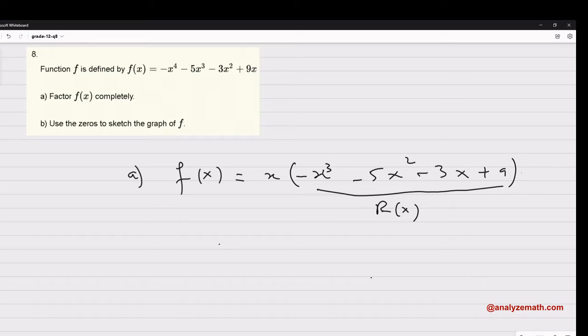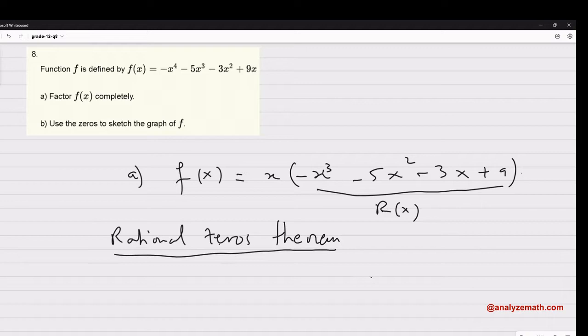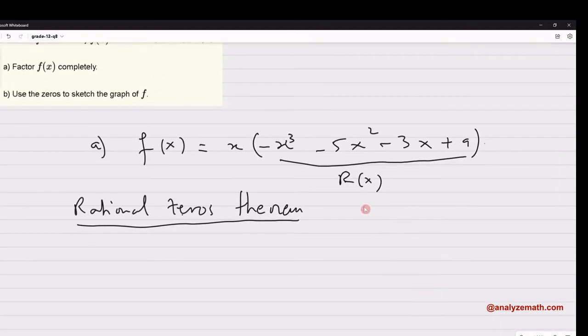Now we have no information about this polynomial, so it might be a good idea to use the rational zeros theorem. We are going to explain it and then use it at the same time. So we are going to use the rational zeros theorem on polynomial R(x).